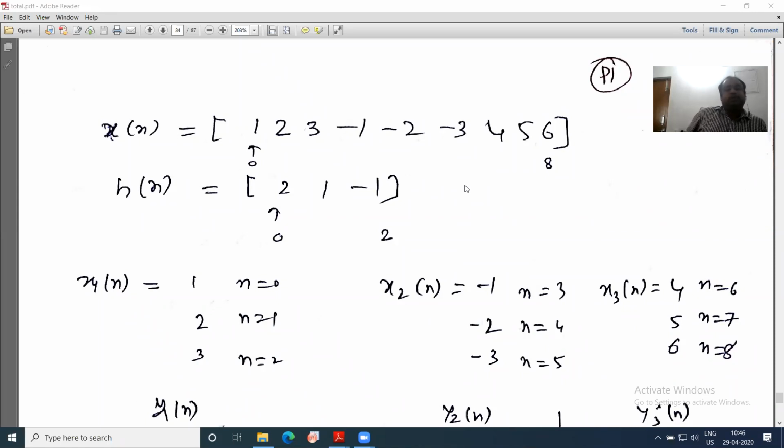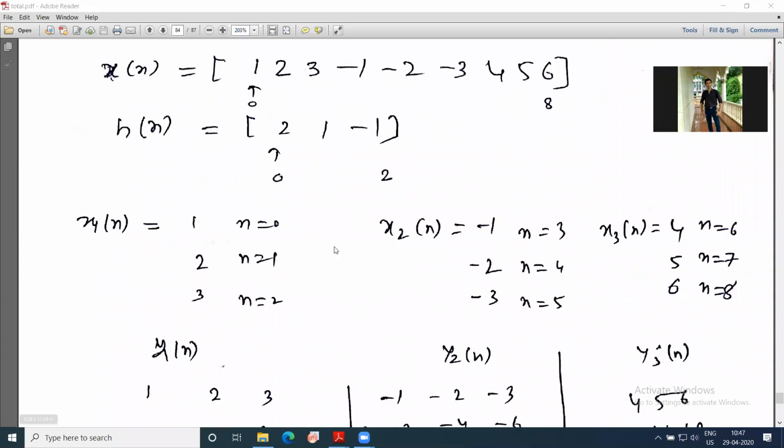Now, if you look at hn, the length of hn is 3. Everybody agree with that? Yes. Okay. Now, the length of xn is 9. So I am dividing this sequence into 3 sections. One section is x1 of n: 1 2 3, n equal to 0 1 2. Another section x2 of n: minus 1 minus 2 minus 3. Another section is 4 5 6, that is n equal to 6 7 8. Agreed? That's why I have taken this sequence.